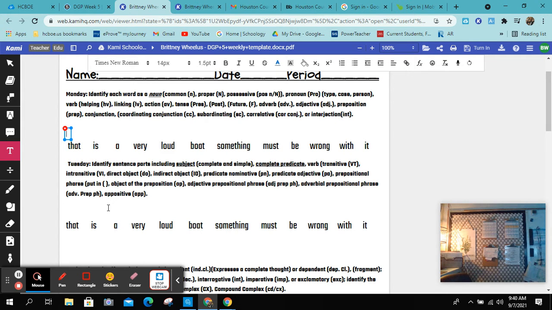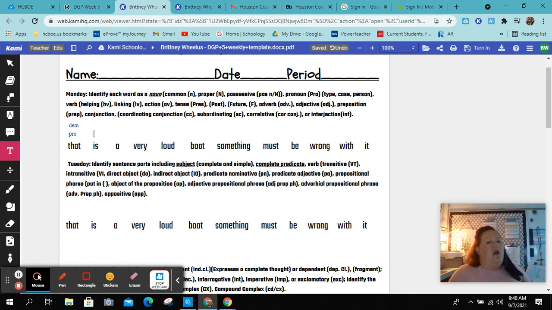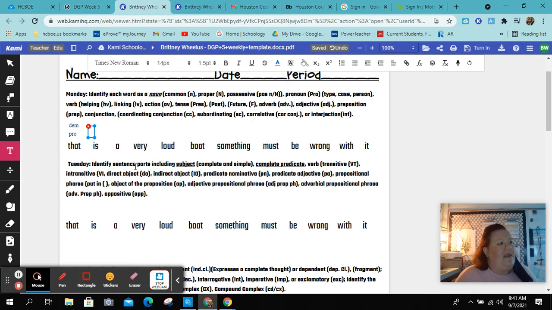All right, let's go over this real quick. The word that, okay? The word that is going to be what part of speech? Ethan. A demonstrative pronoun. Very good. And the abbreviation for a demonstrative pronoun is DEMPRO. Okay, so all you have to do is type in the abbreviation above each word. All right, is what part of speech?